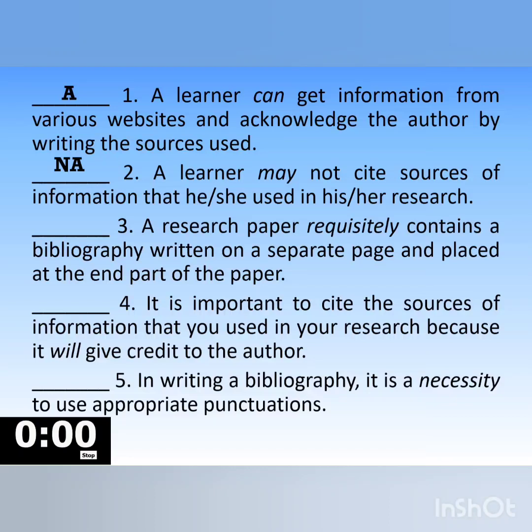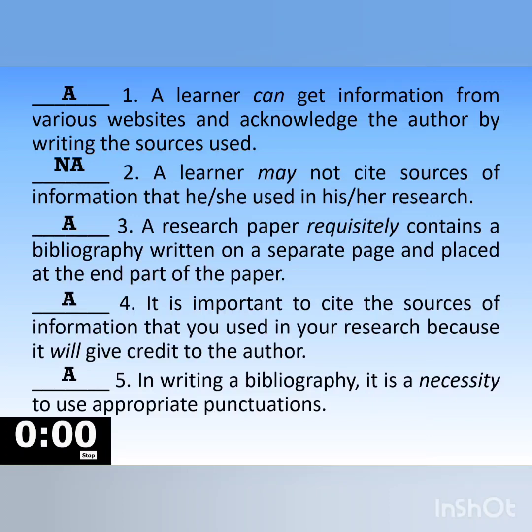Number 3. The answer is letter A, acceptable. It is acceptable. A research paper requisitely contains a bibliography written on a separate page and placed at the end part of the paper. Number 4. The answer is A, acceptable. It is important to cite the sources of information that you used in your research because it will give credit to the author. And for the last number, the answer is A, acceptable. In writing a bibliography, it is a necessity to use appropriate punctuations.